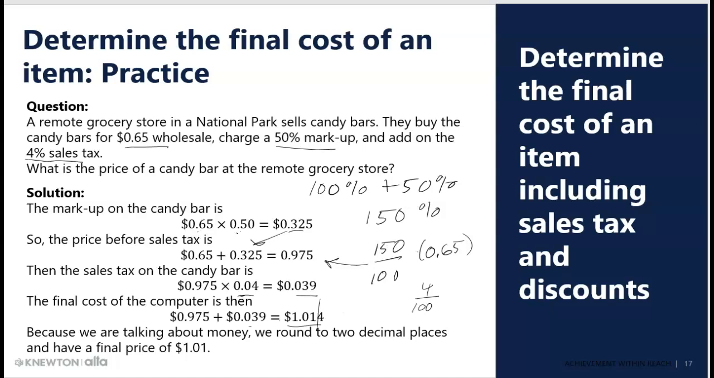I'm going to round that in dollars. You always round to the second decimal place because we don't have fractions of a penny in our system. We only have cents. So 4 is 0, 1, 2, 3, 4. It's less than 5. So the 1 stays the same. I don't move that up to a 2. I have my final price of $1.01.